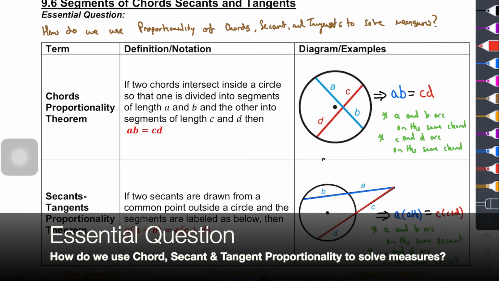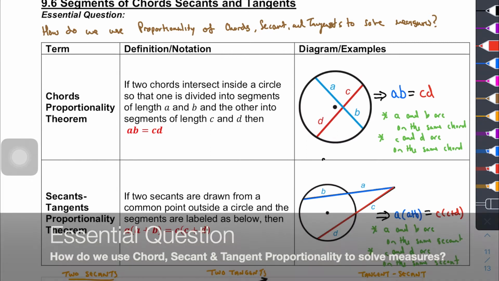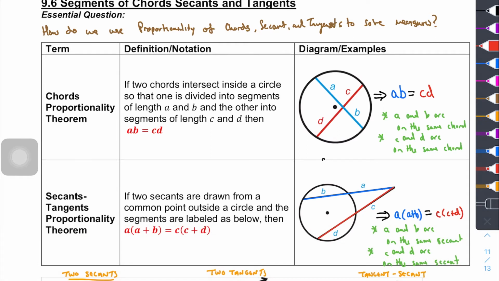All right, in this video, we'll talk about segments, chords, secants, and tangents. How do we use those proportionality rules to then solve for measures? So there's two properties here, or two theorems.